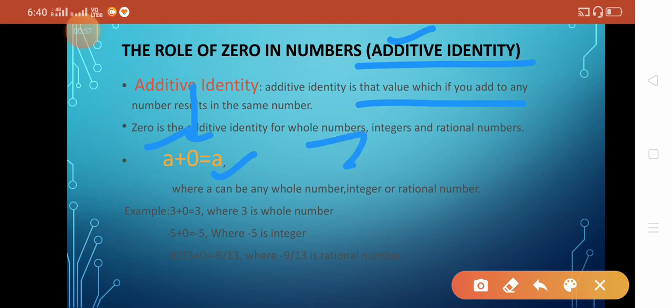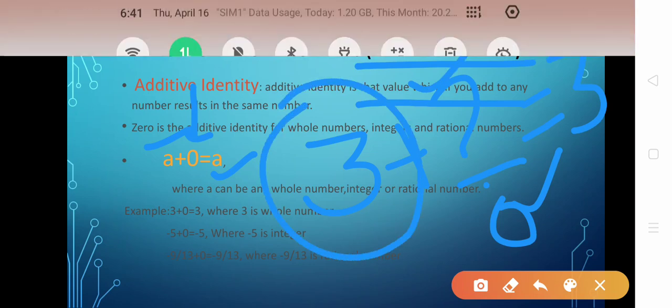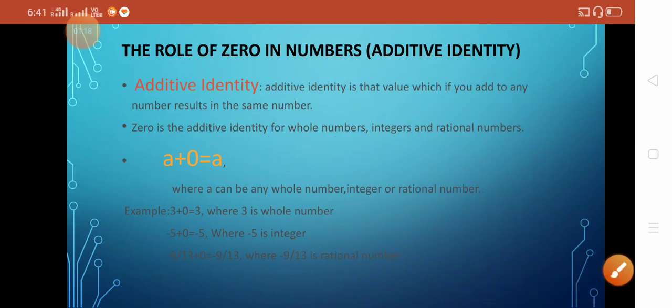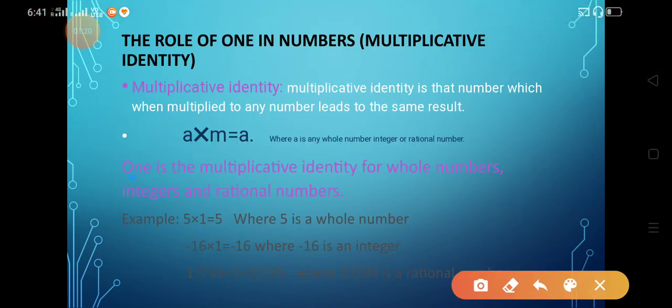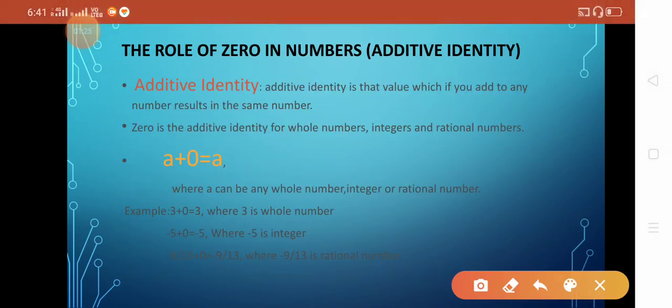For example, you have 3 and you add something to 3 and the answer comes out to be 3. So what have you added to 3? We have added 0. So this is the additive identity. That means if you add it to the given number, the answer is the same as the given number. So the additive identity is that value which, if you add to any number, results in the same number.